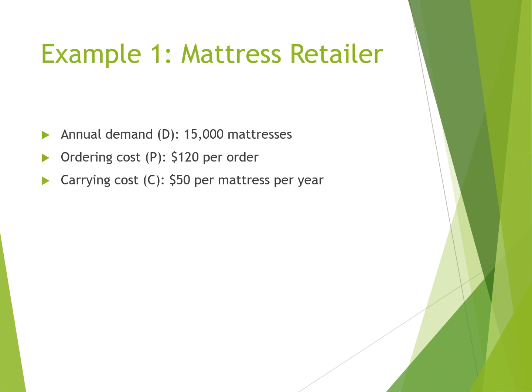Let's look at a real example. This company sells mattresses. Annual demand is 15,000 mattresses. Every time they place an order, it costs $120. Each mattress costs $50 per year to store and hold. Our goal is to find the best order size.